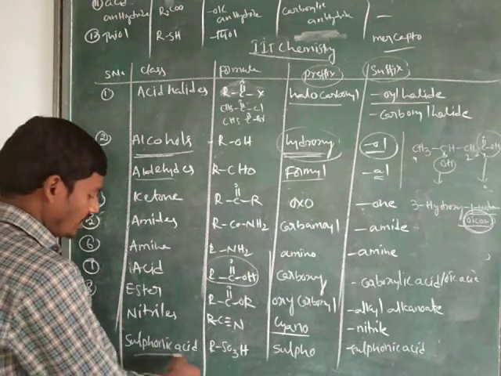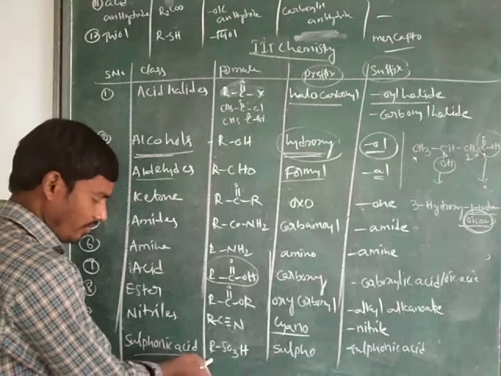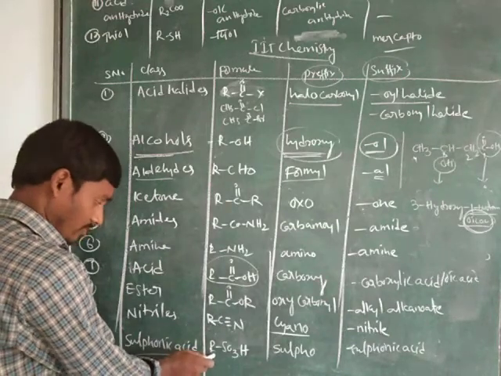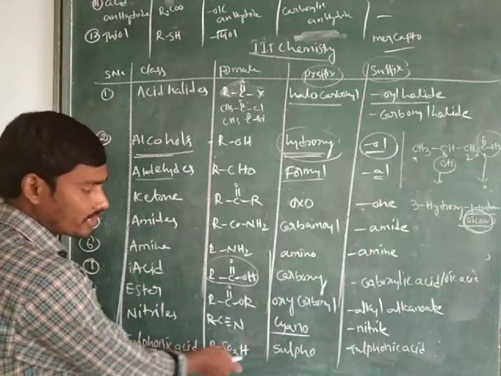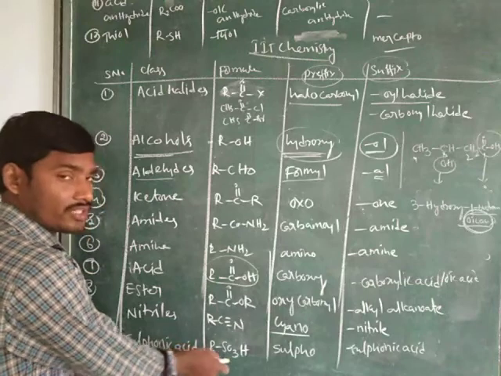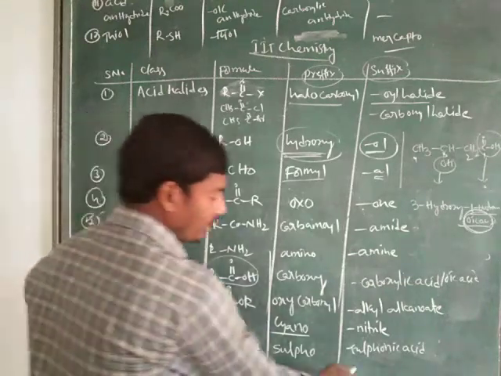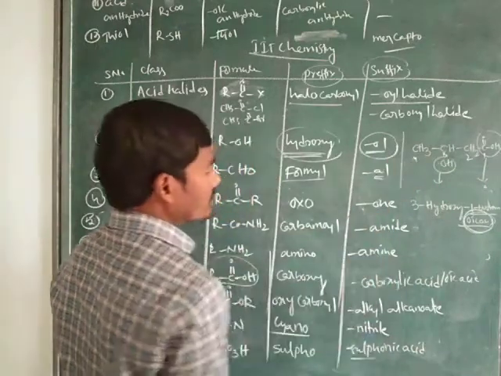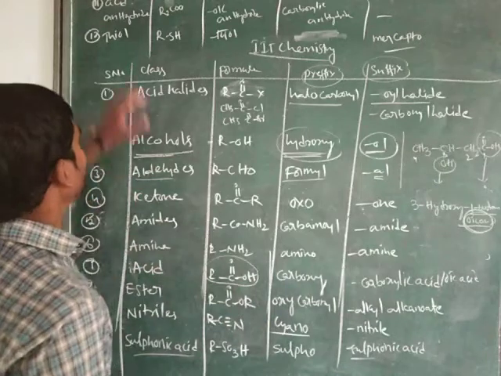Then after that, sulfonic acid. Sulfonic acid means RSO3H. Suppose we take CH3SO3H, it is methyl sulfonic acid, or suppose we take C6H5SO3H, it means benzene sulfonic acid. Naturally, here it is sulfonic acid as a suffix, and sulfo as a prefix. And after that, acid anhydride.